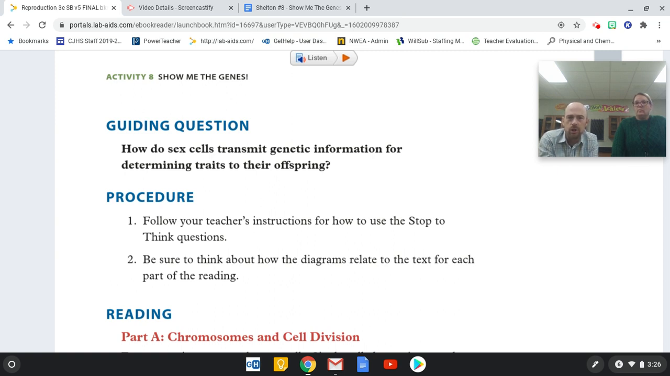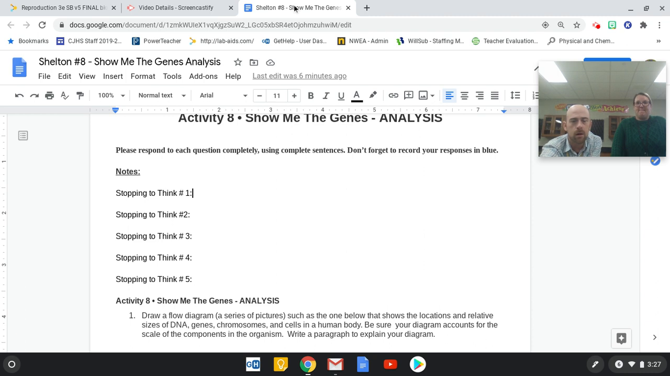The first thing you're going to do is follow your teacher's instructions for how to use the stopping to think questions. You're going to go into the DNA Diner and you're going to access this document right here. It should look very familiar because we've done them before in several other activities. And you're going to answer using complete sentences stopping to think questions 1, 2, 3, 4, and 5 after we've read it to you. Okay?